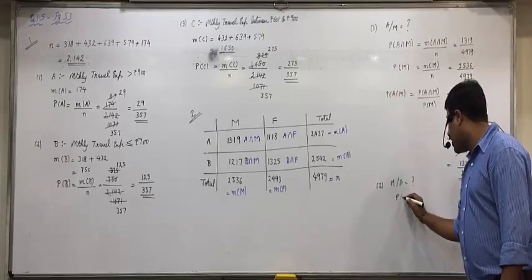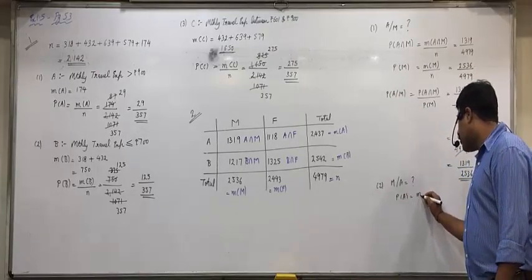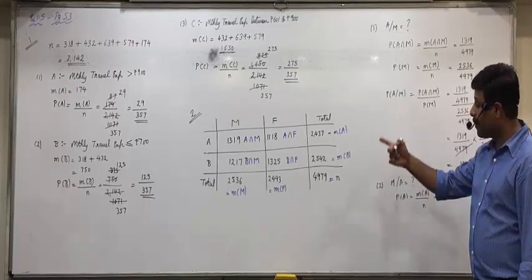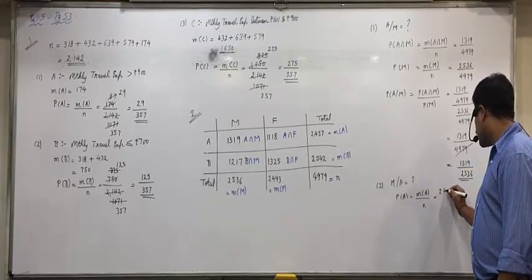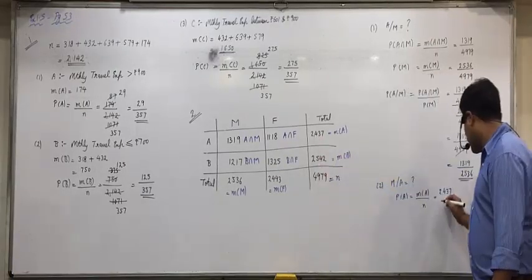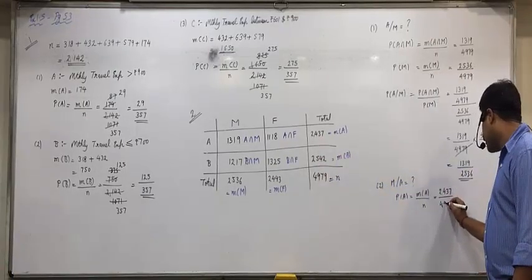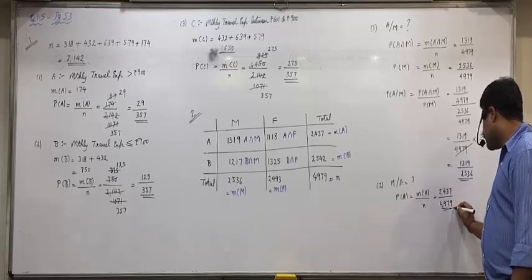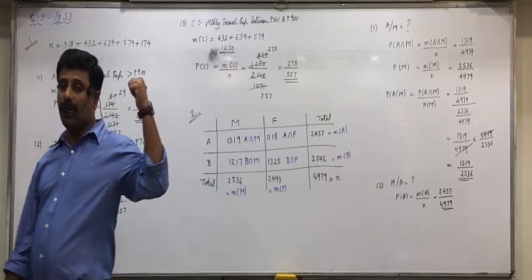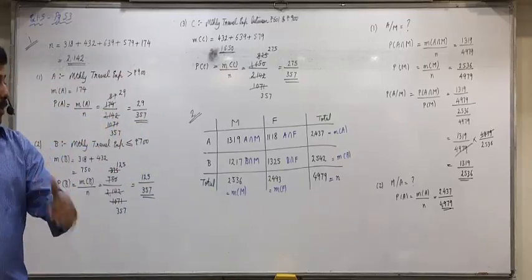So how will you find P of A? n of A upon n. What is n of A? 2437. Okay, it's already done. Divided by 4979. Keep it as it is. Now we have to directly answer the question because A intersection M is already calculated.